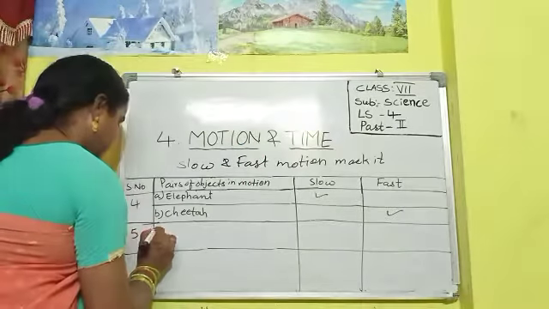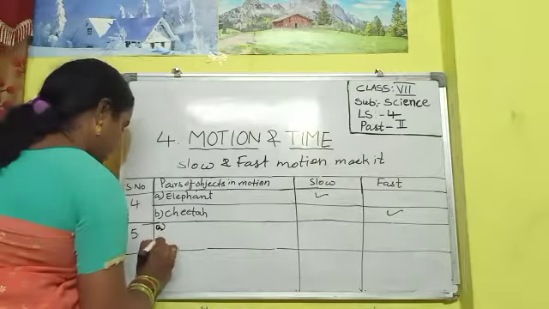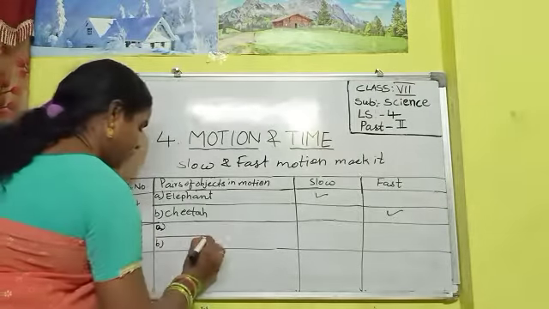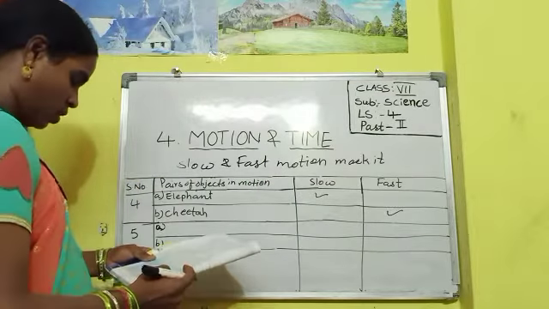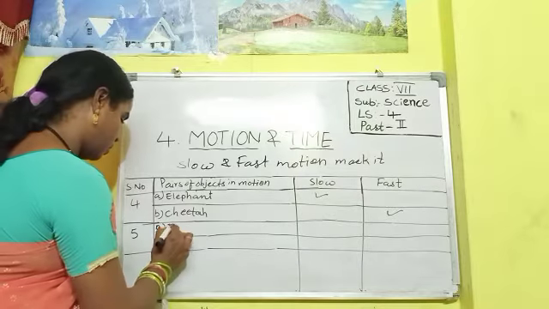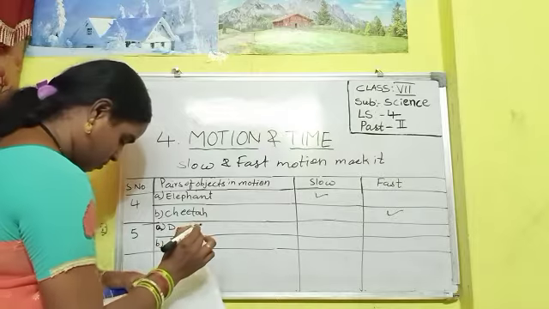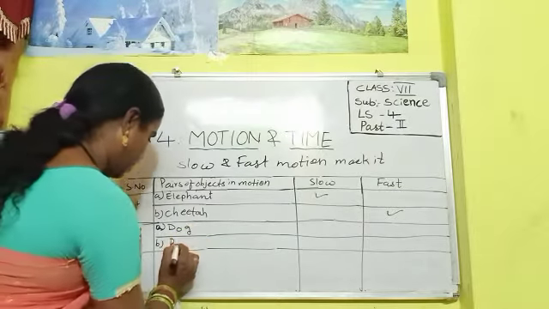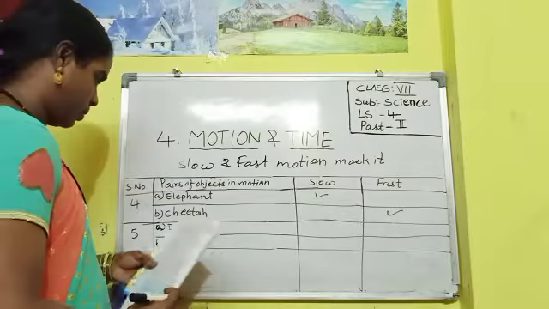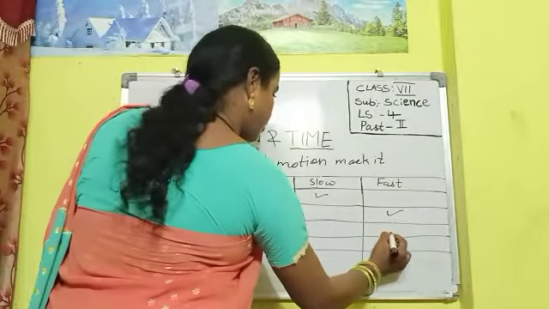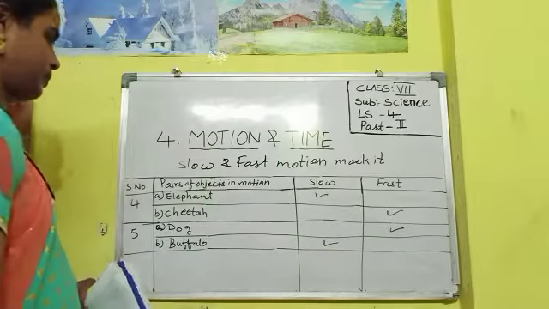And fifth one, A is dog and B is buffalo. B-U-F-F-A-L-O. Buffalo. Okay. So dog is fast and buffalo is slow children.